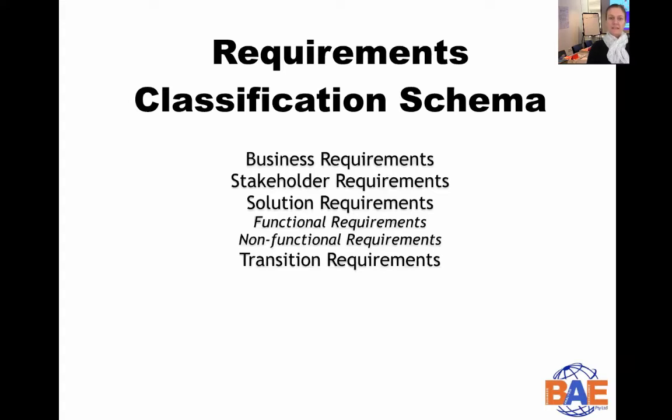Now, if you're experienced like I am, you would know that everybody seems to have a slightly different understanding of concepts or terms such as business requirements, stakeholder requirements, solution requirements, functional requirements, non-functional requirements, and transition requirements. So the classification schema is there to standardize these terms so that we can all know exactly what we mean when we refer to these types of requirements. So I'm just going to run you through the highlights of this using a metaphor and some examples.